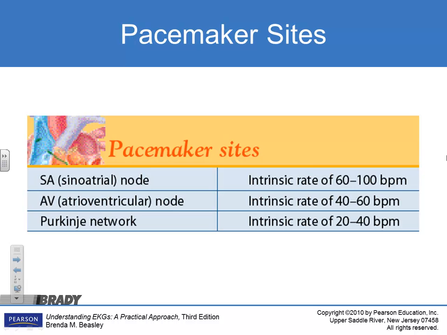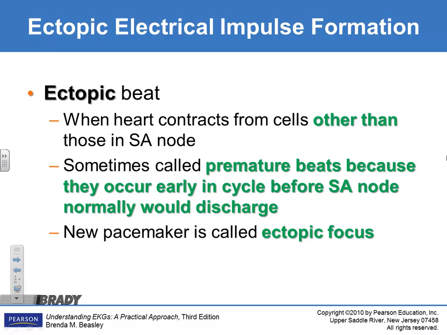So we're looking at the pacemaker sites. You remember the intrinsic rates for the SA node is 60 to 100, the AV node 40 to 60, and bundle branches 20 to 40. All right, got past that screen. Okay, so we need to get a definition now of an ectopic beat.